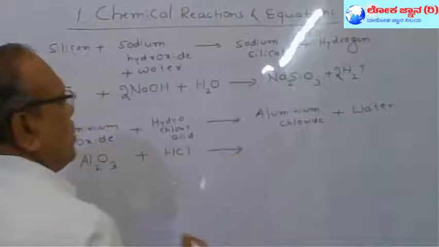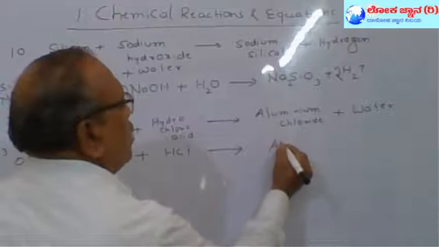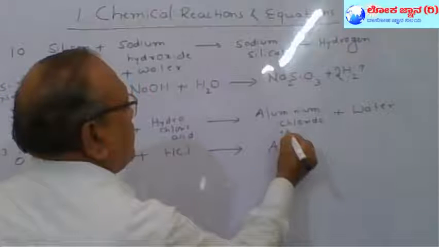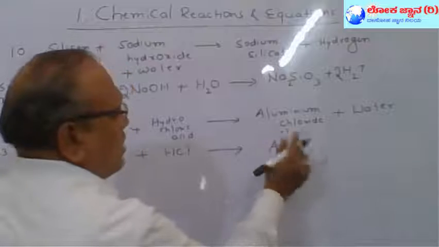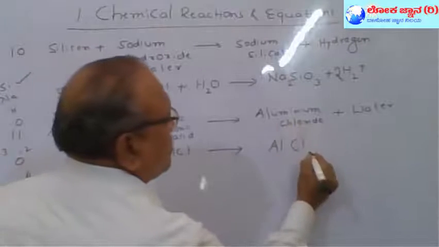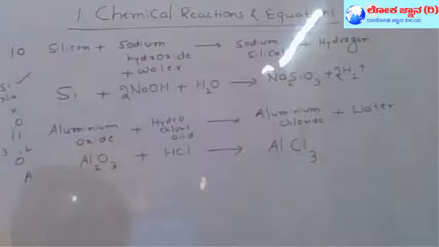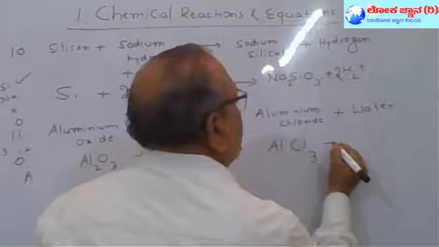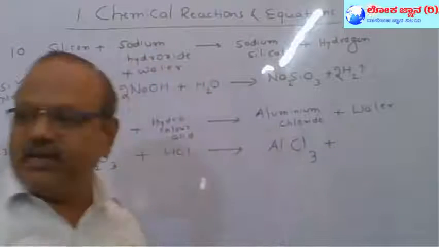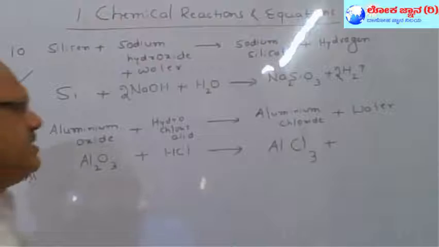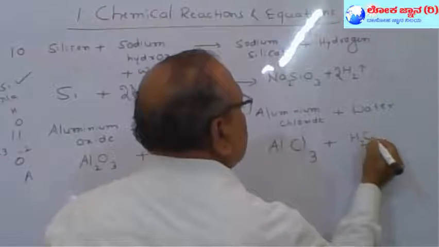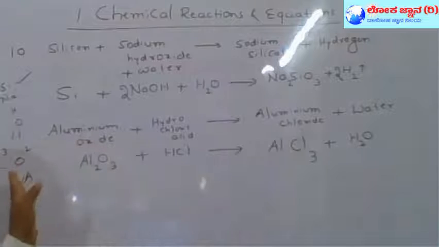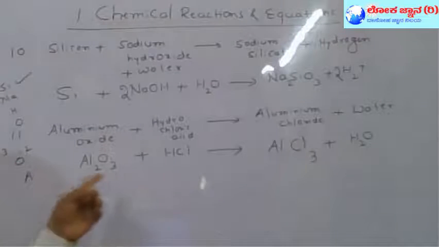Similarly, what is the formula of aluminum chloride? Aluminum will have the valency plus 3, chloride will have the valency minus 1, cross the valency. There you get the formula AlCl3. Even you can use, initially you can use pencil and rubber and practice it. AlCl3 plus what is water? H2O. Now the formula of the reactants and products is written perfectly.